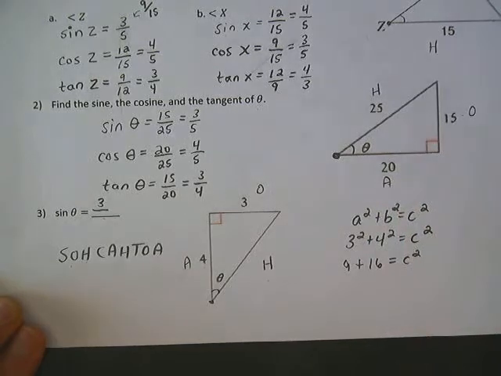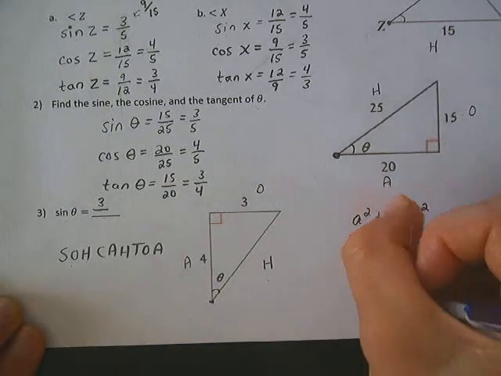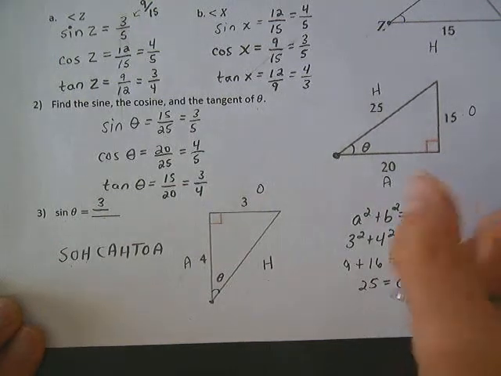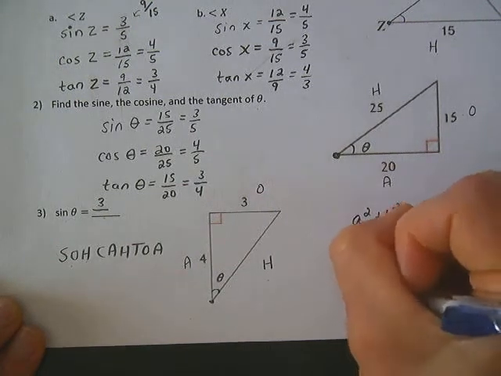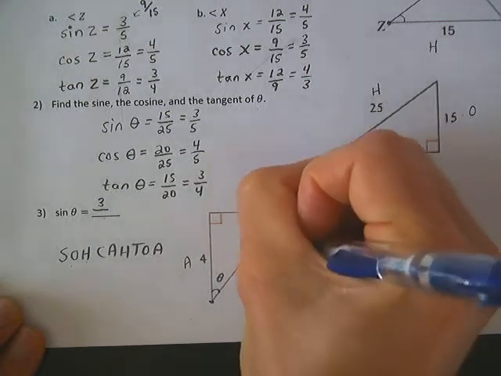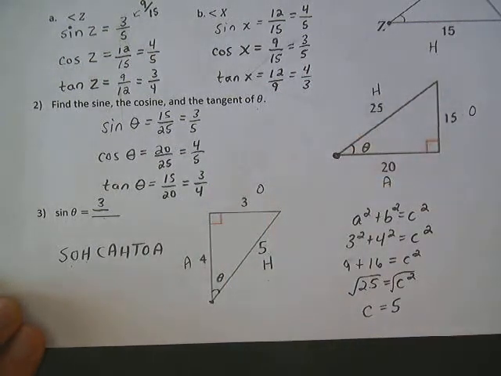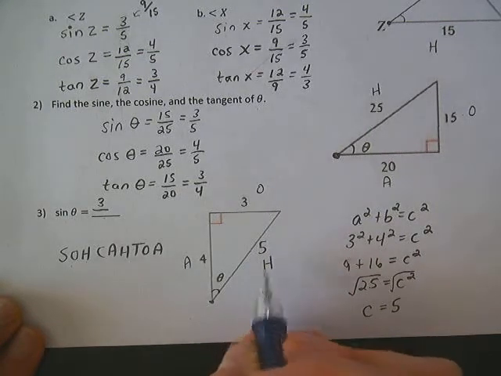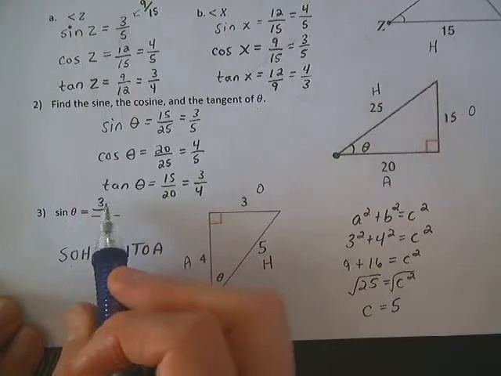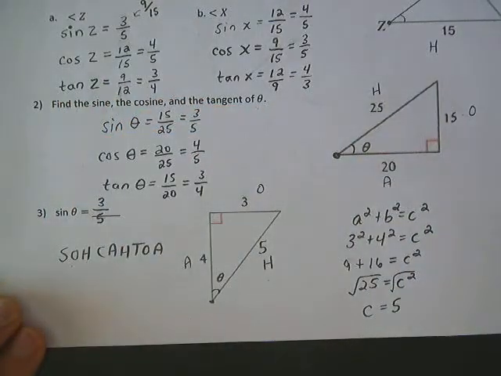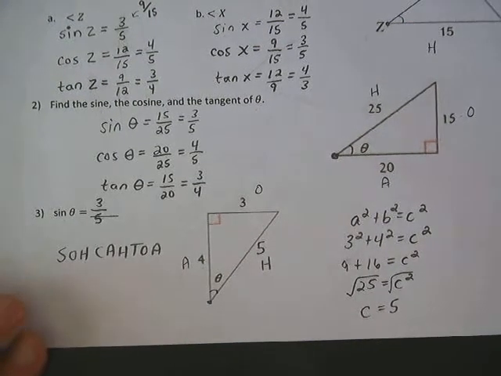Bring down my c squared. And then when I add them, I get 25. And then to get rid of the square, I have to square root. And when I square root, c would be 5. So the hypotenuse would be 5. And so when I set up my ratio, it'd be 3 over 5. So that is the sine ratio according to that angle.